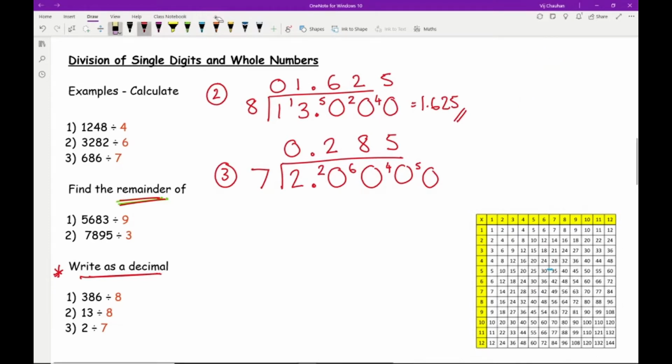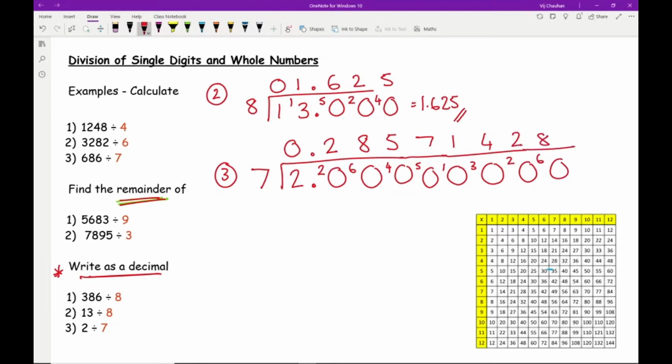So then I'm carrying on. How many 7s go into 50? That's going to be 7, remainder 1. So I add a 0. How many 7s go into 10? That's going to be 1, remainder 3. How many 7s go into 30? That's going to be 4, remainder 2. And then how many 7s go into 20? Now again, you can see I've used 20 before. That comes to 2, remainder 6. And then we've got an 8, remainder 5. Sorry, remainder 4.